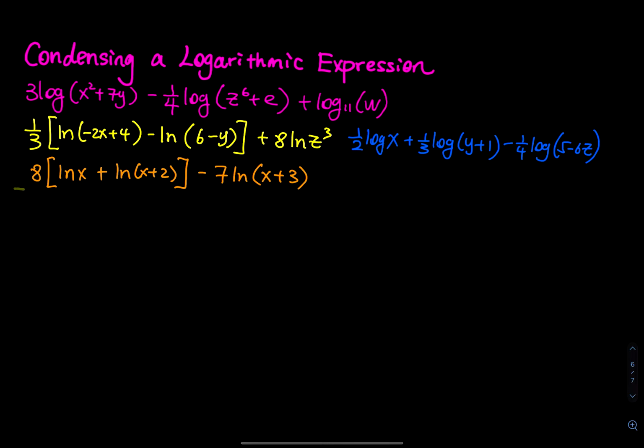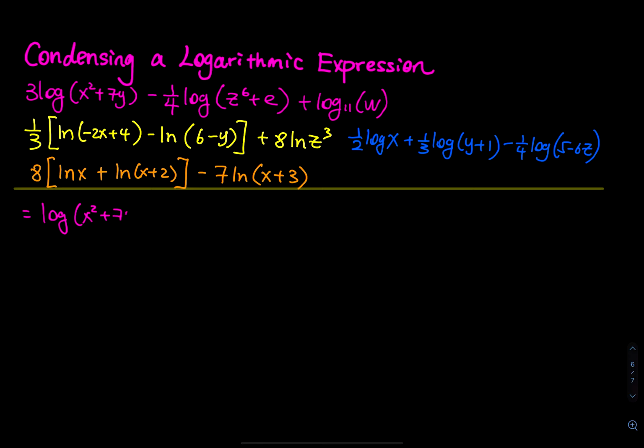Let me just draw a line to divide the space between problems and my answers. So the first one, I can do a log of x squared plus 7y. I can bring the 3 up. When we do the expanding, we bring the power down. When we do condensing, we bring the power up. Same thing for the next term. The next term, I will do a log of z to the 6 plus e. I will bring the 1/4 up.